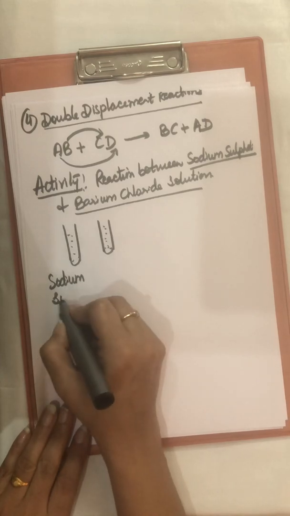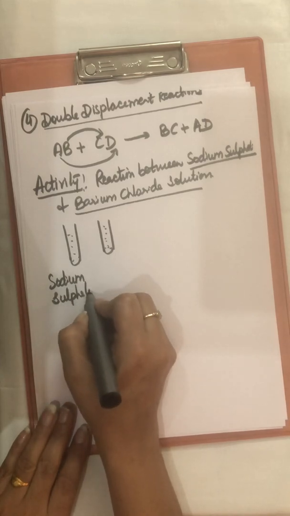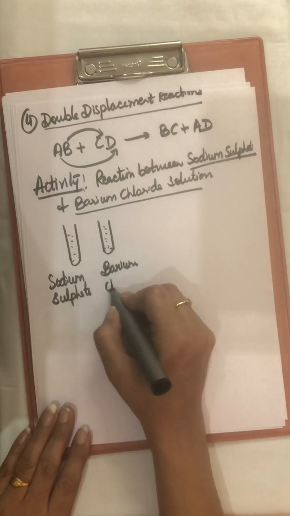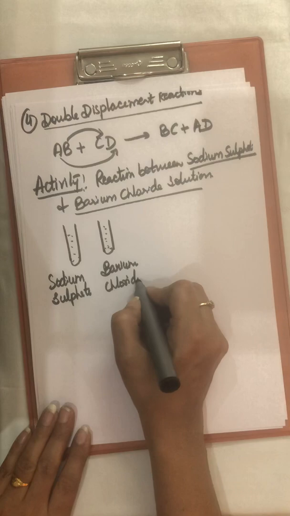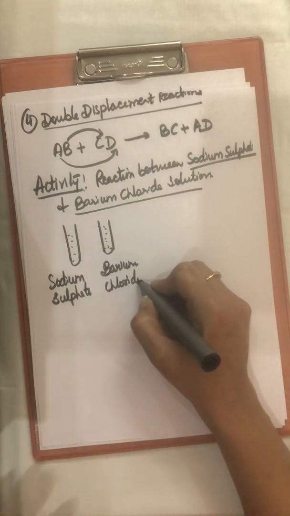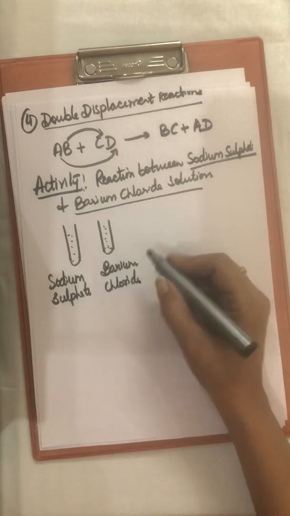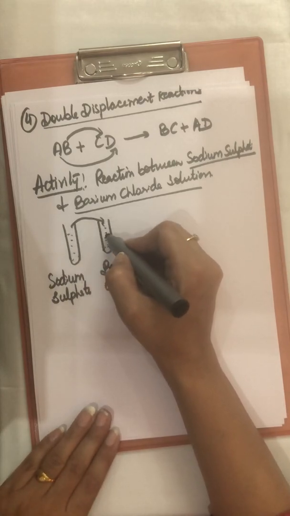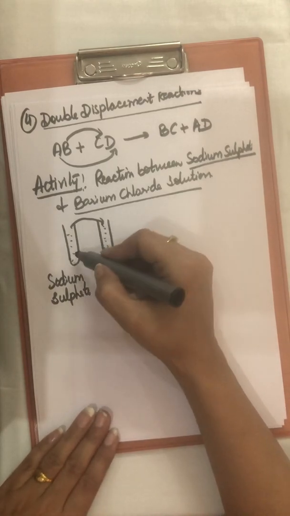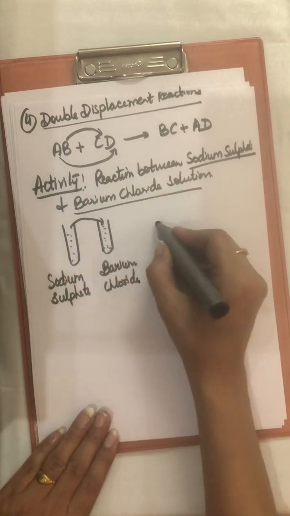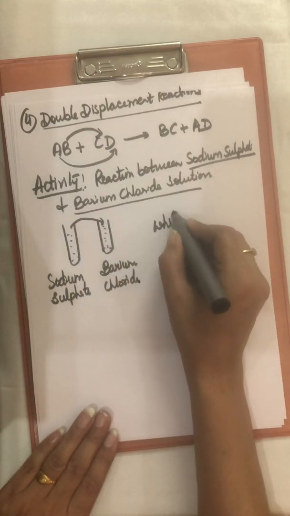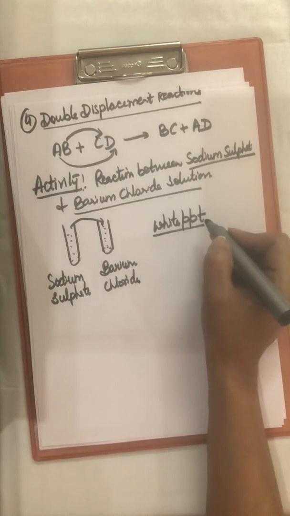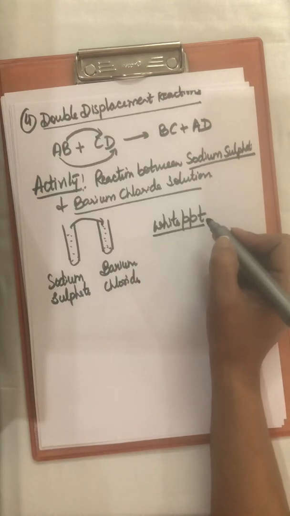Sodium sulfate dissolved in water is colorless. Barium chloride salt dissolved in water is also colorless. Now mix the two solutions. When we are mixing the two solutions, pouring this into this one, what will we see? On mixing the two solutions, we will see white precipitate formation. We will see thick white color particles here.